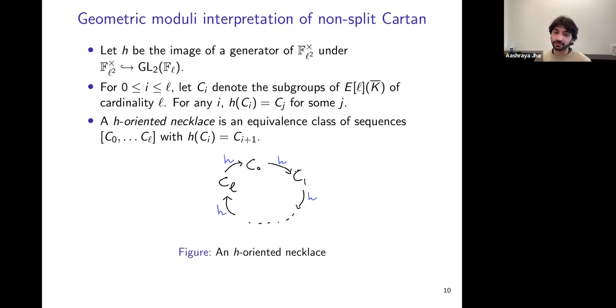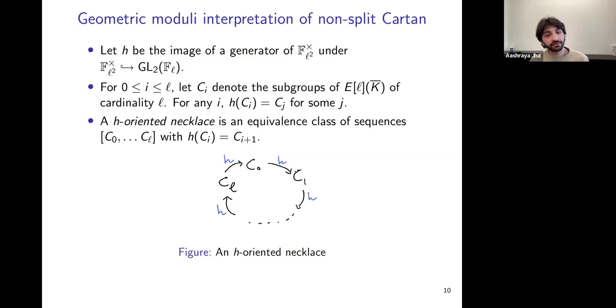I've described non-split Cartan group theoretically, but there is a really nice geometric description due to Rebolledo and Wuthrich, and I'll try to explain it here. Remember, we had to choose a generator of O cross, and then take a quotient. So I'm letting H be the image of a generator of F_ℓ² cross. The ℓ-torsion is isomorphic to Z mod ℓ squared, and then we can look at all the subgroups of cardinality ℓ. We have exactly ℓ plus one of these, and the idea is that the image of this generator will transitively permute these subgroups.